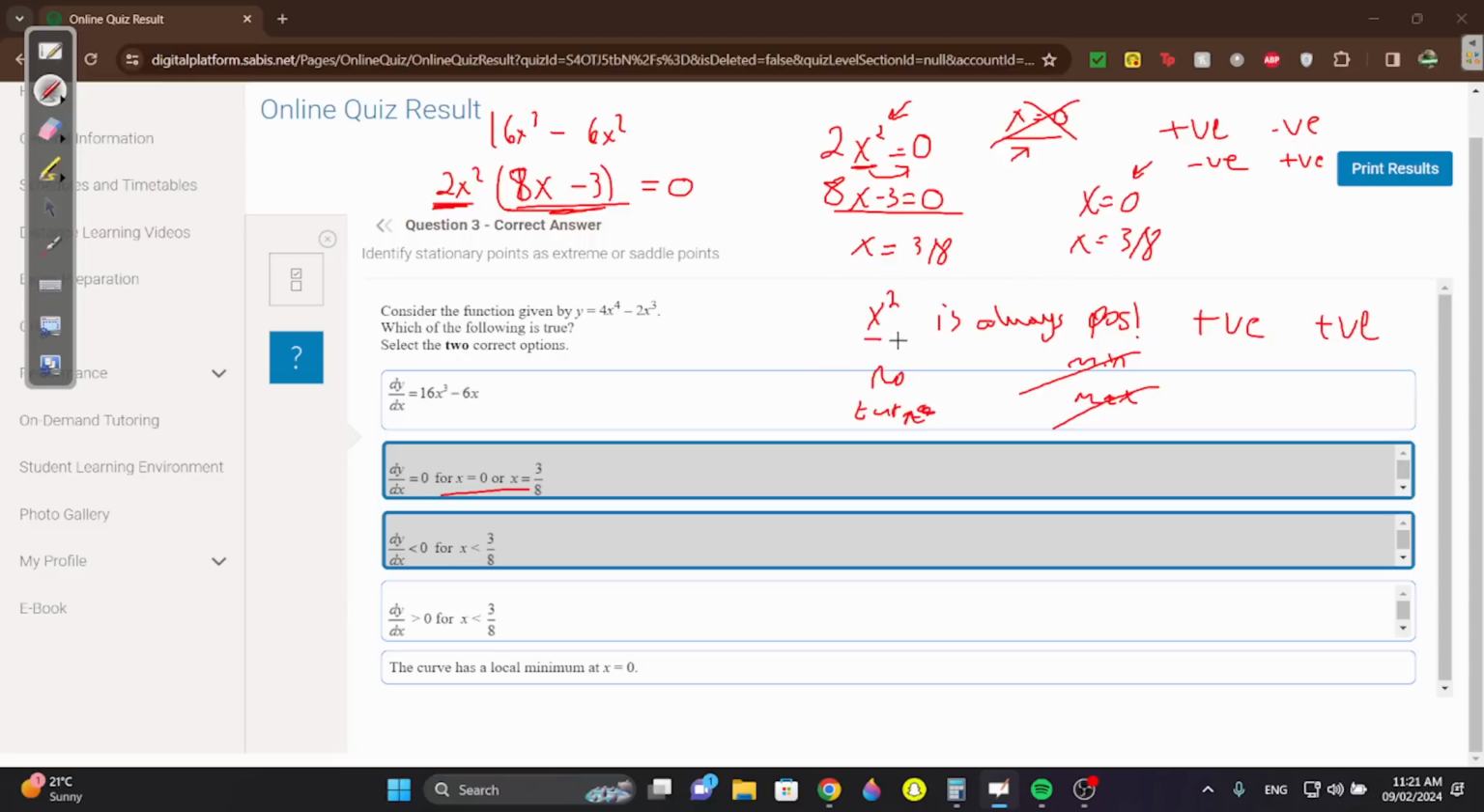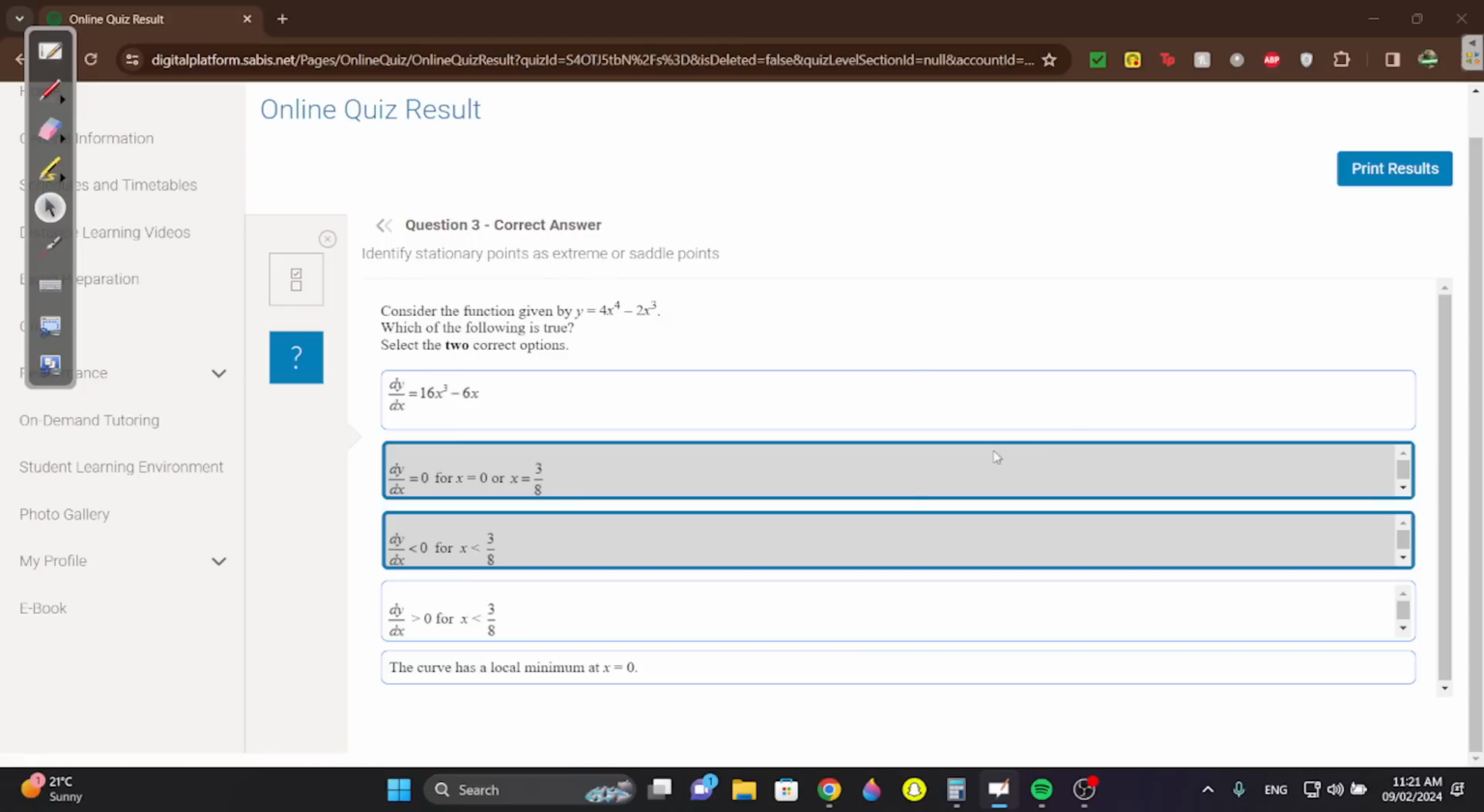Not only does this work with x squared, it works with x^4, x^6, x^8, because they all have even exponents. And you know, when you have an even exponent, what does that mean? It's always positive, so there's no turning point. For sure, it being a local minimum at x equals 0 is wrong.